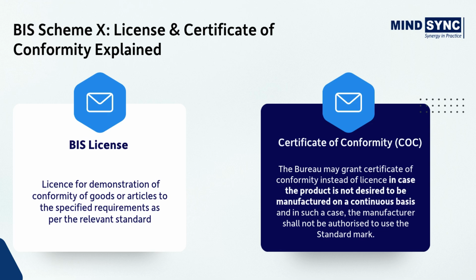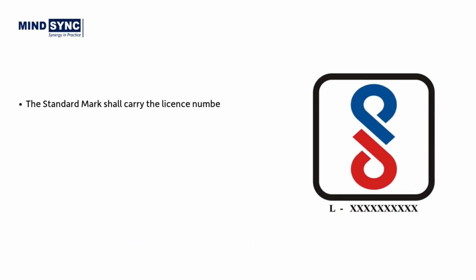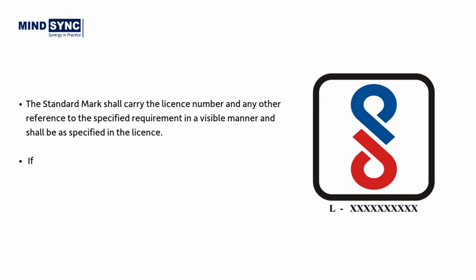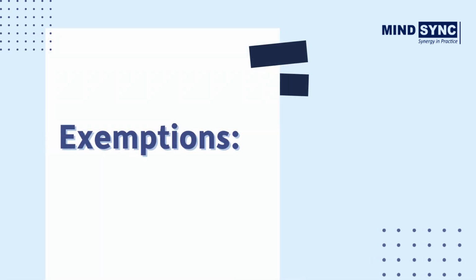License for demonstration of conformity of goods or articles to the specified requirements as per the relevant standard. The Bureau may grant certificate of conformity instead of license in case the product is not desired to be manufactured on a continuous basis, and in such a case, the manufacturer shall not be authorized to use the standard mark. This is the standard mark to be printed on the product, which shall carry the license number and any other reference to the specified requirement in a visible manner and shall be as specified in the license. If the standard mark cannot be applied on the product or the packaging physically, it shall be given on the test certificate. Now let's look at some exemptions.